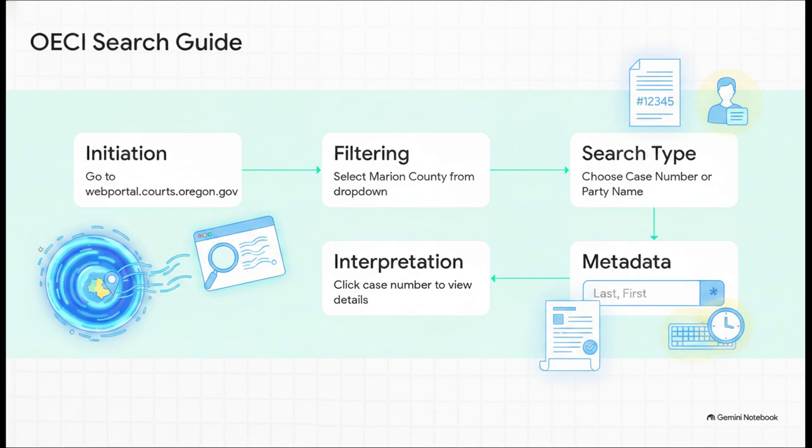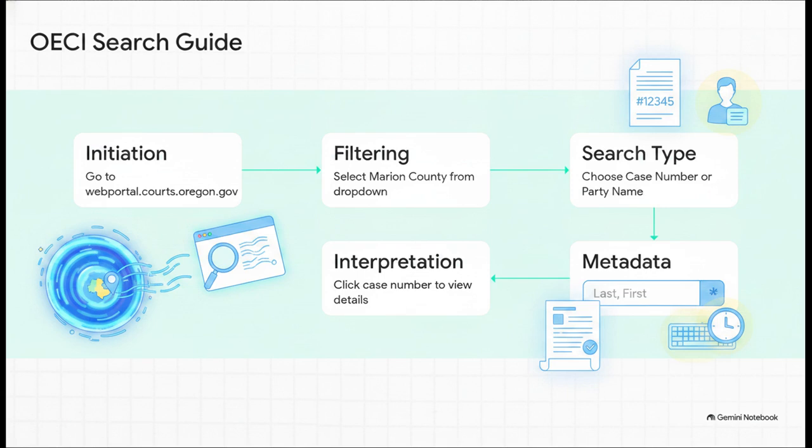Step 4, Input. Now, if you are searching by name, pay attention here because the system is super picky. It requires the exact format of last name, first name, like Smith, John. A pro tip from our sources: if you use a wildcard search with an asterisk, you still have to enter at least one letter of the first and last name, or the system will just crash you with way too many results. Finally, Step 5, Interpretation.